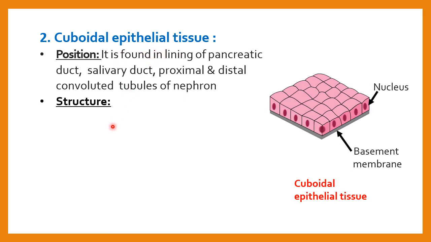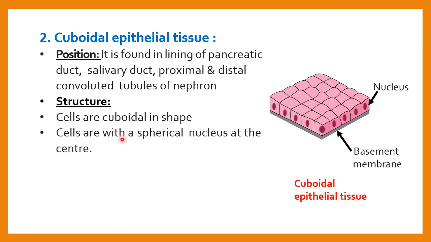Let us study its structure. Cells are cuboidal in shape. Cells are with spherical nucleus, but exactly at the center. Look at the diagram. Its function is absorption and secretion. This is about the cuboidal epithelial tissue.